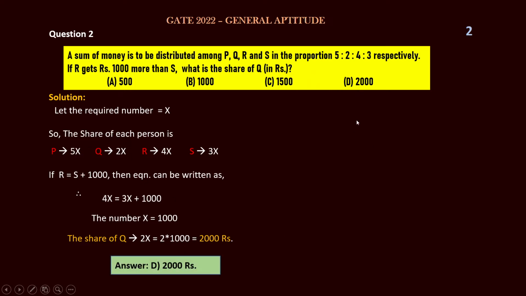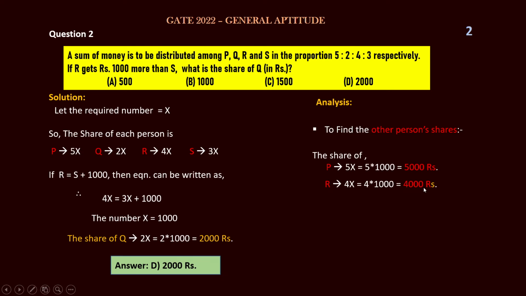We can find out the other persons' shares also, using the number value x. For P, the share is 5 into x, so 5x is 5000 rupees. Q's we already found out. R's share is taken as 4x, so 4 into 1000 is 4000. S's share is 3x, so 3000 rupees.